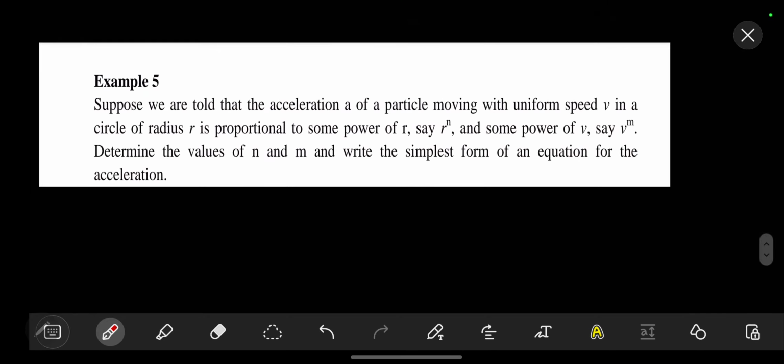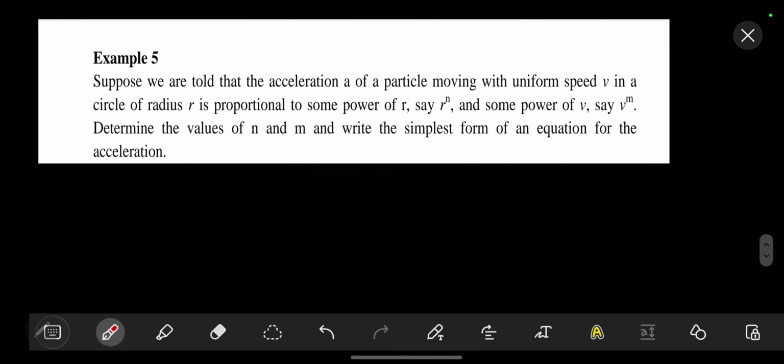Okay, so looking at this other example, suppose we are told that the acceleration of a particle moving with uniform speed v in a circle of radius r is proportional to some power of r, say r to the power n, and some power of v, say v to the power m. Determine the value of n and m and write the simplest form of the equation for the acceleration. So we have been told that the acceleration is proportional to.